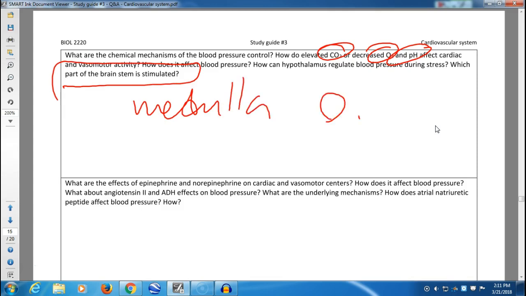Medulla, okay. Epinephrine, norepinephrine, they stimulate vasomotor and cardioacceleratory centers and increase blood pressure. Angiotensin II and ADH, what do they act on mainly? Blood vessels. What do they do to them? Constrict. ANP, atrial natriuretic peptide, dilates. Weak vasodilator, and decreases blood pressure. Absolutely right.